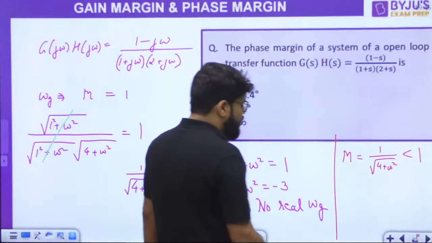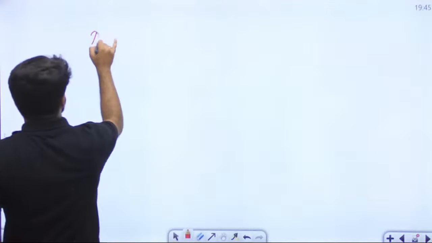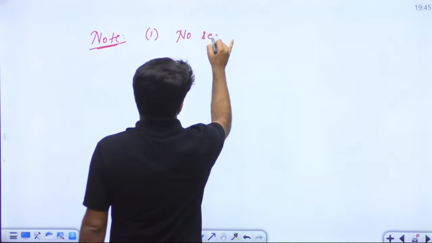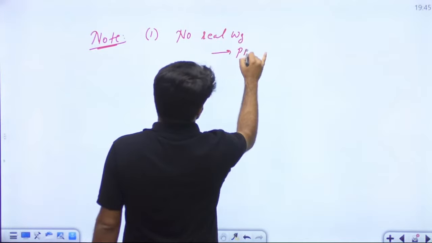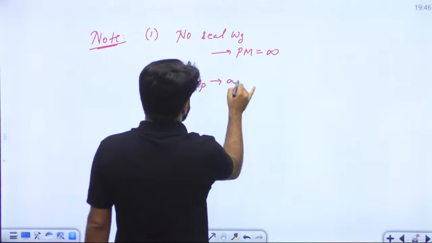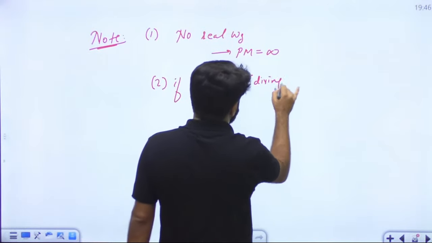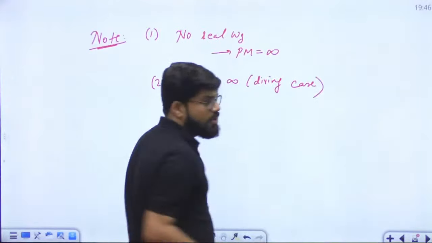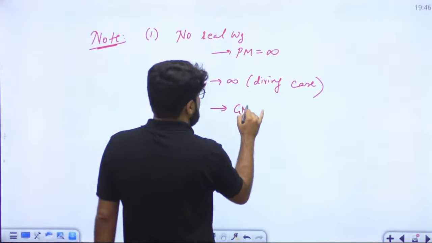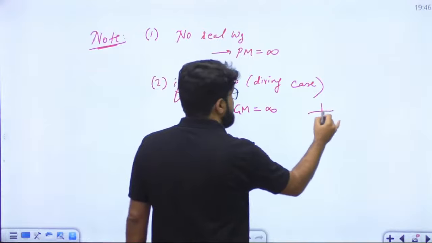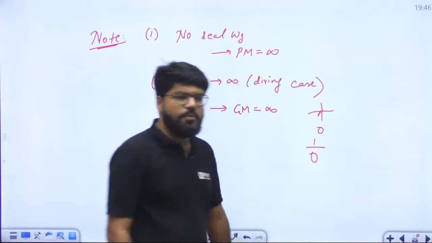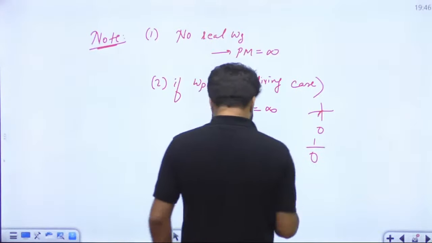Okay, infinity. Some important points I should tell you. Please make a note, some special notes. Number one, whenever there is no real gain crossover frequency, the phase margin comes out as infinite. Number two, whenever the phase crossover frequency ω_p tends to infinity, that is a diving case. At infinity we talk about the diving case. Those who attended the polar plots class will be able to understand. So the gain margin will also be infinity. Diving means diving into the origin. When you are cutting the negative x-axis at the origin, what is the magnitude at the origin? 0. So what is the gain margin? 1 upon 0, infinity. In decibels also infinity.